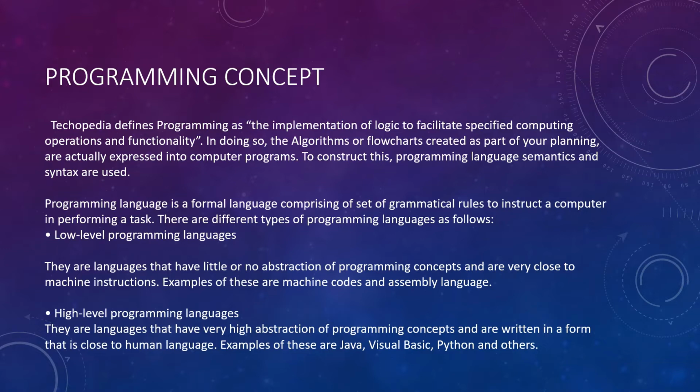Second is the high-level programming languages. They are the languages that have very high abstraction of programming concepts and are written in a form that is close to human language. Examples of these are Java, Visual Basic, Python, and others.